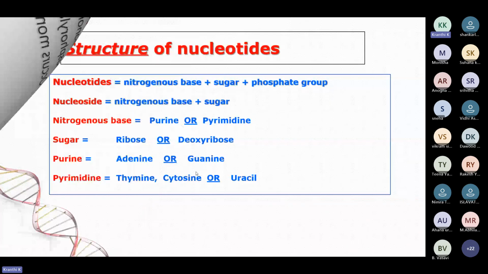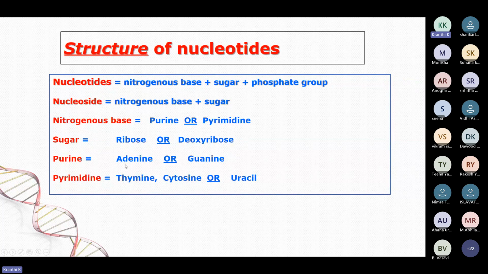Clear? Now see the definitions once again. Nucleotides means nitrogen base plus sugar plus phosphate group is called the nucleotides. Nucleoside means it contains no phosphate group. It's just nitrogen base and sugar. Then how many types of nitrogen bases are there? We have two types of nitrogen bases, purine or pyrimidine. Two types. Then how many sugars are there? Ribose sugar and deoxyribose sugar.